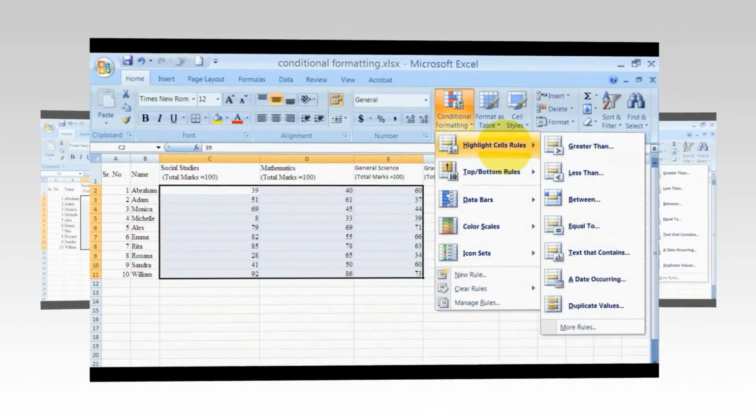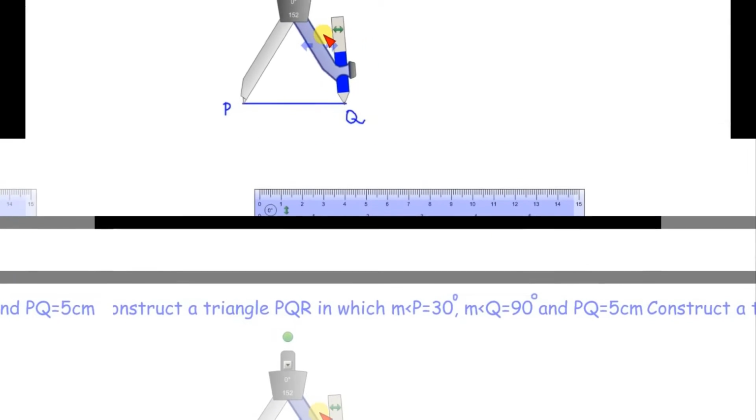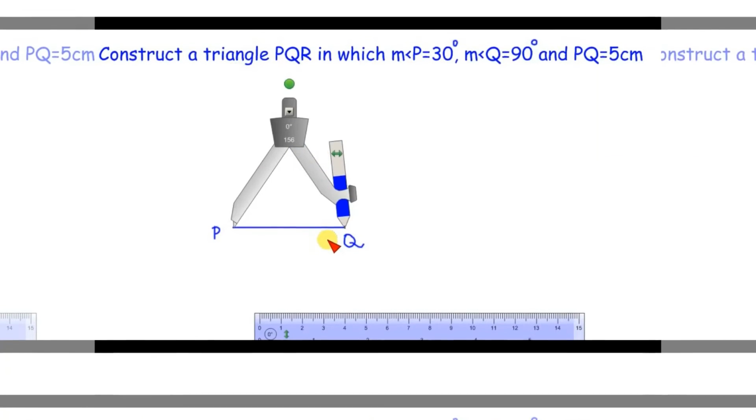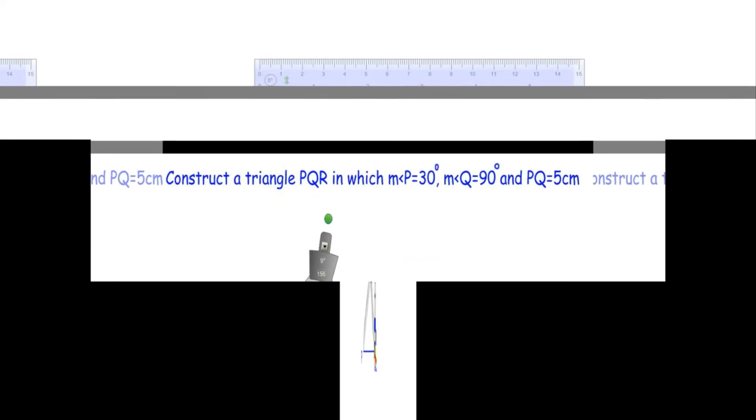Home must be active, and then you will see conditional formatting. Click it, highlight cells rules, and here, and I will open it till the end of this line PQ, and then resemblance to sphere.